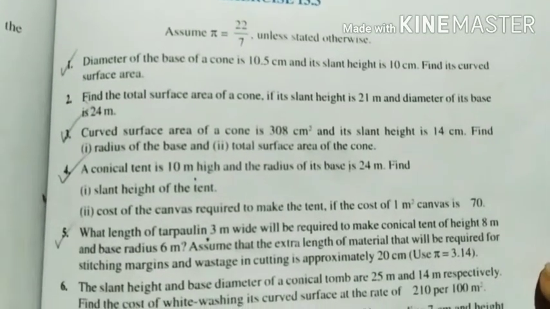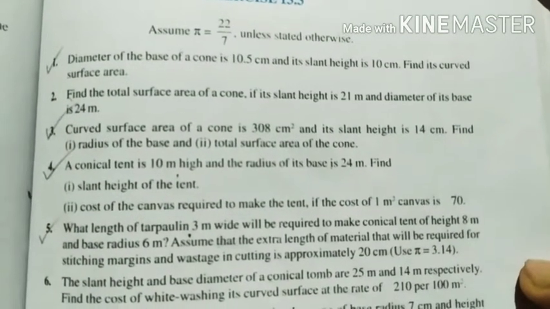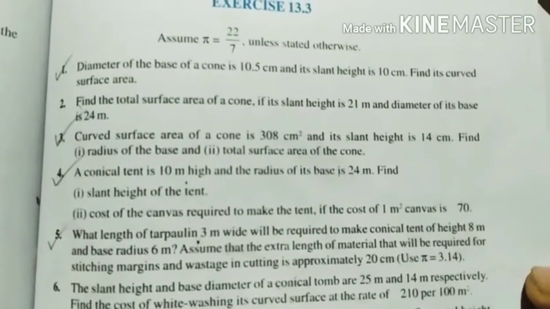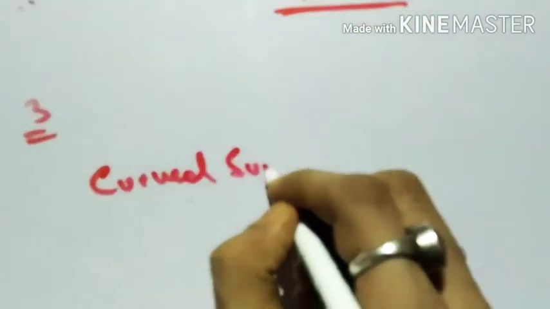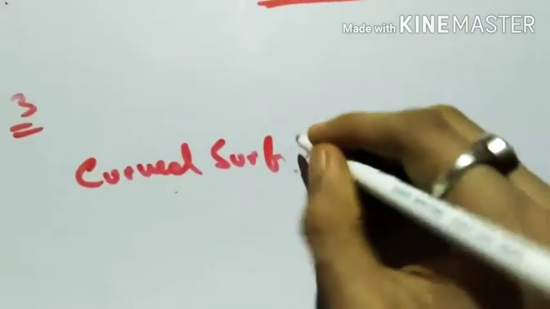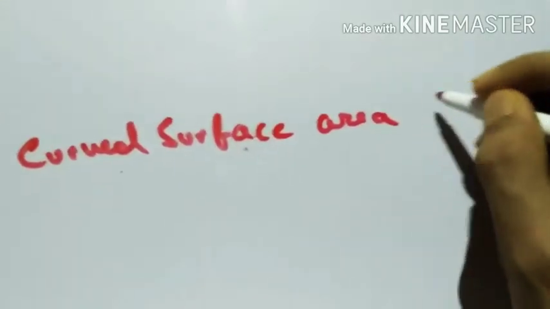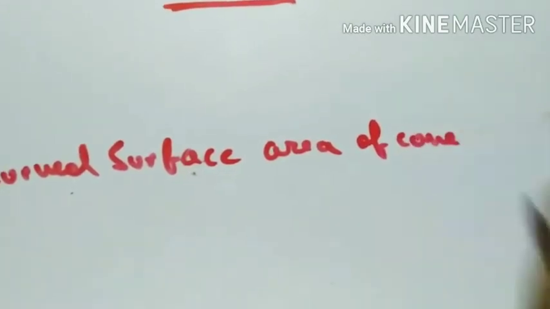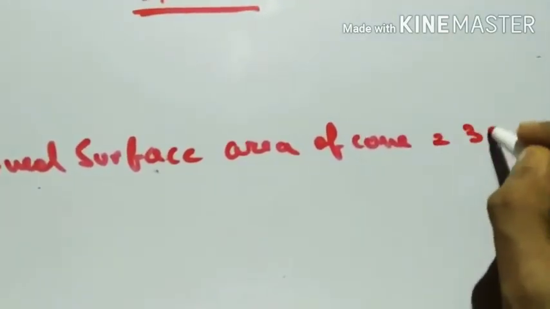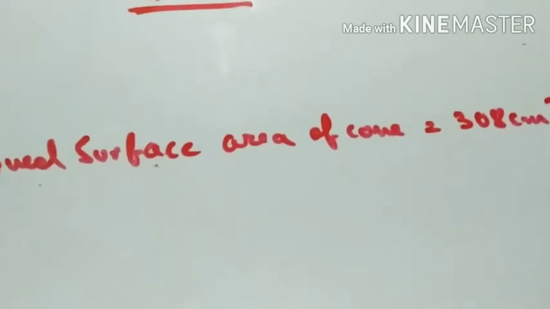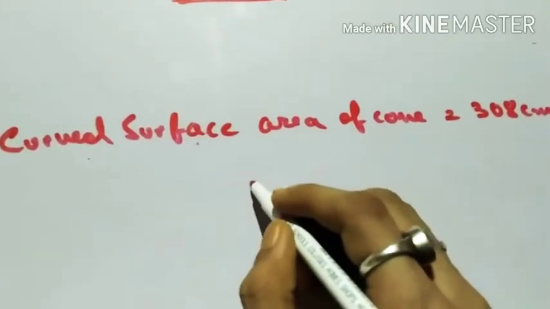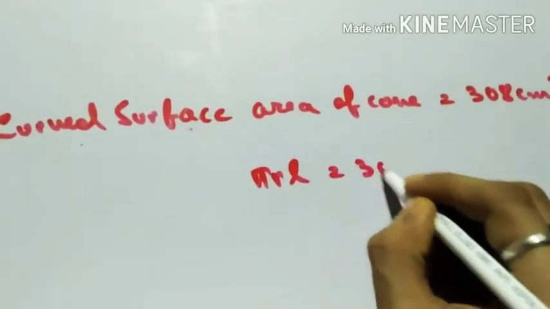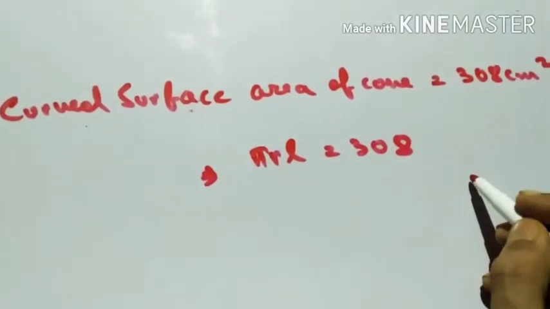Question number 3. Curved surface area of a cone is given and its slant height is given. Find its radius of the base and the total surface area of the cone. First of all, in question number 3, the curved surface area of the cone is given as 308 centimeters square. The curved surface area formula is pi RL is equal to 308.